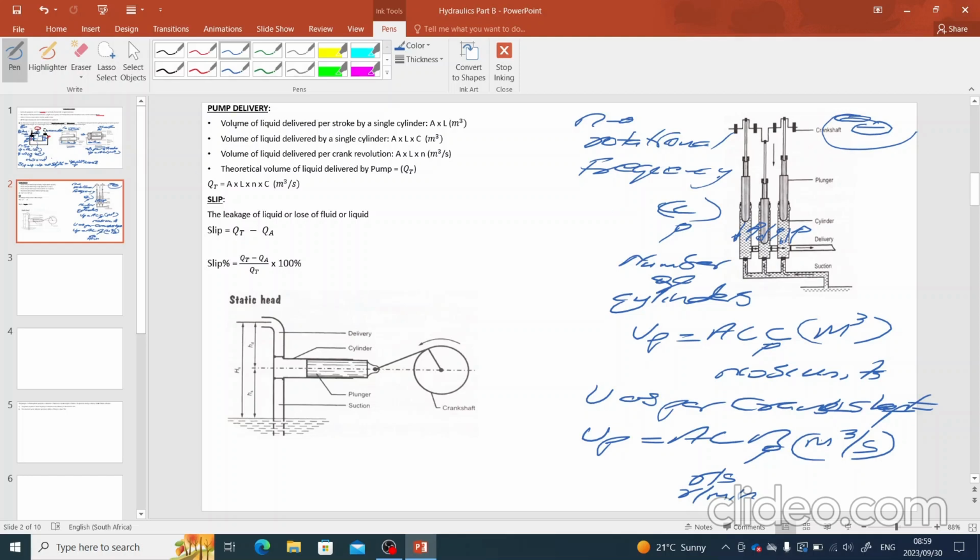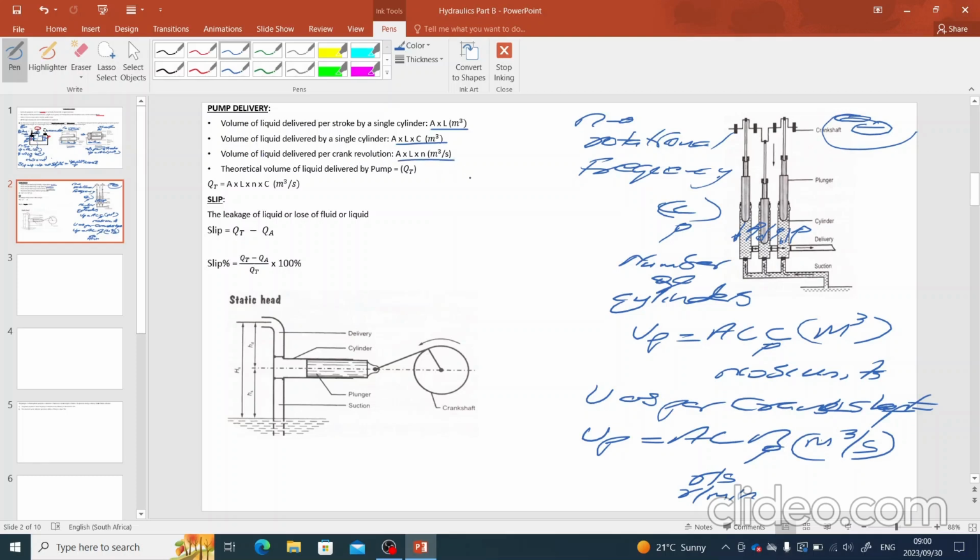Here they are. Pump delivery. Volume of liquid delivered per stroke by a single cylinder. This is the formula that we've touched on. The volume of liquid delivered by a single cylinder would be this formula. A volume of liquid delivered per crankshaft.